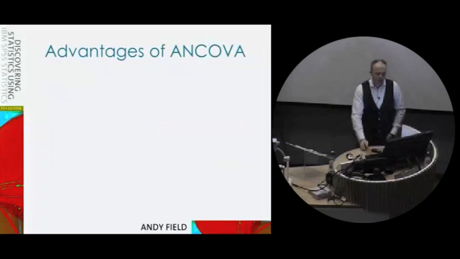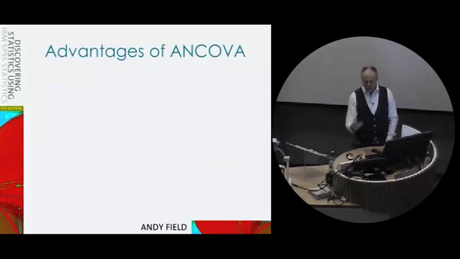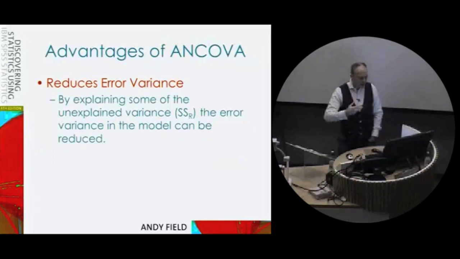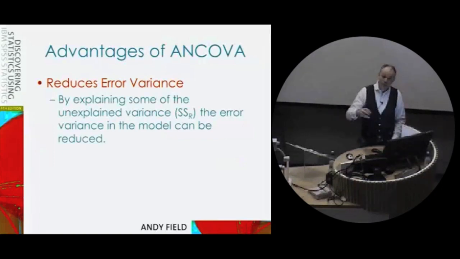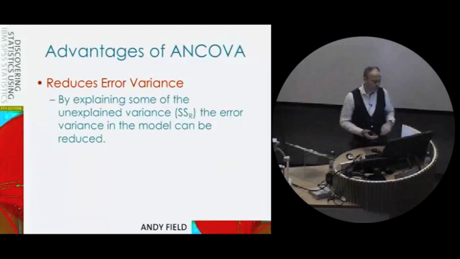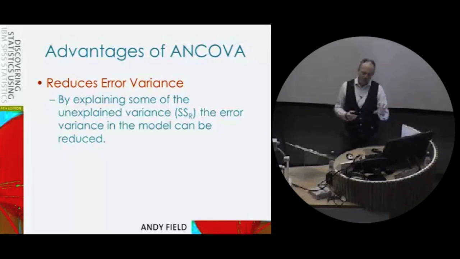What are the advantages of doing this? Well, in theory, the advantages are it makes your analysis a bit more sensitive. Now, in an ideal world, by measuring a covariate or a potential confounding variable, what you're doing is reducing the error.